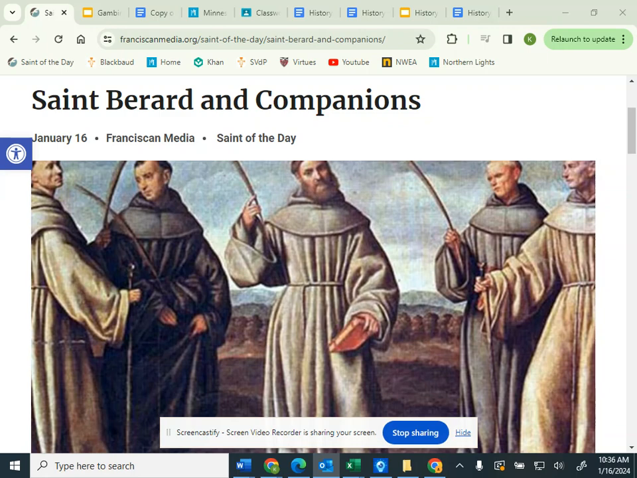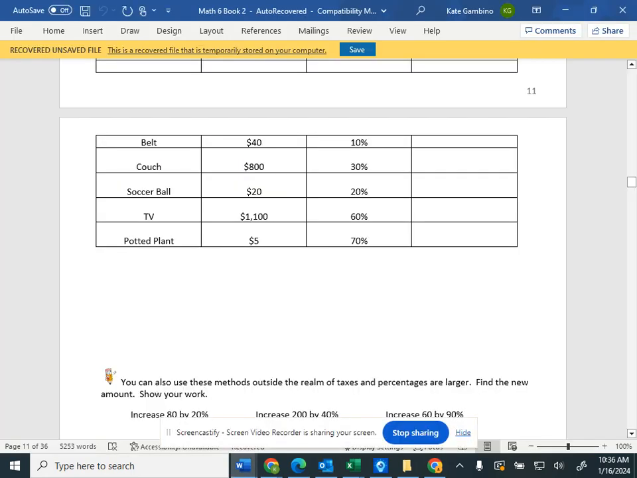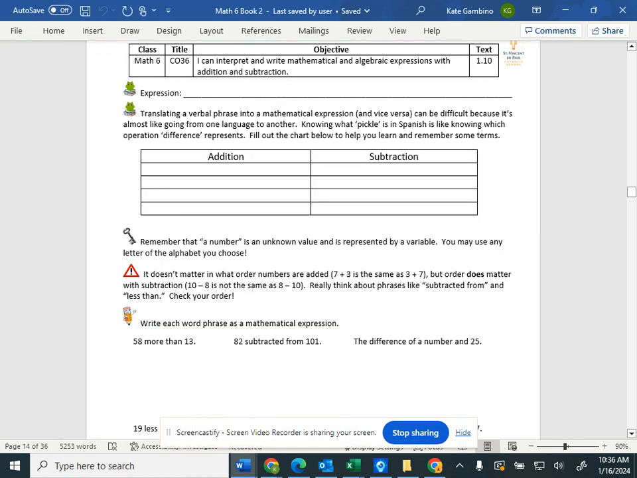Good morning. Today we are working on, I'm trying to open up the right binder.